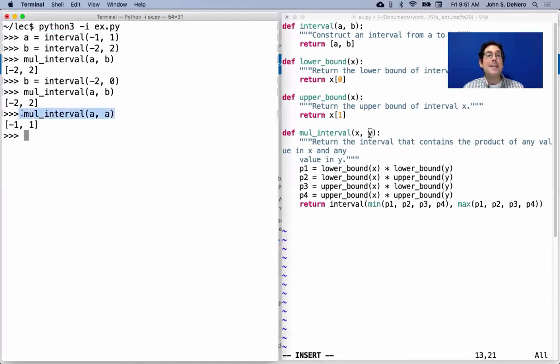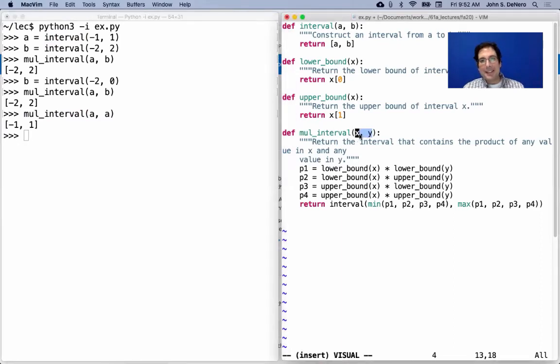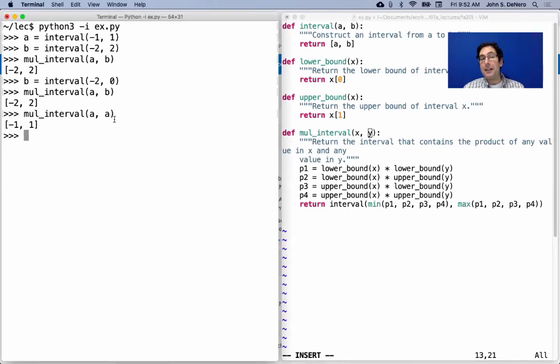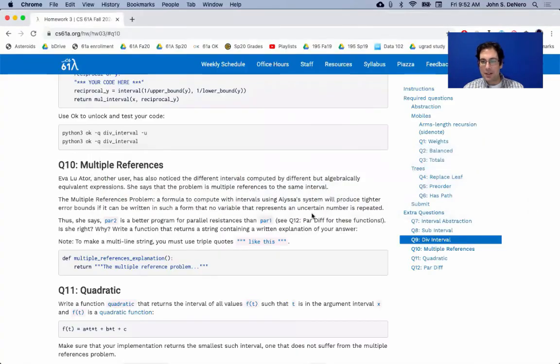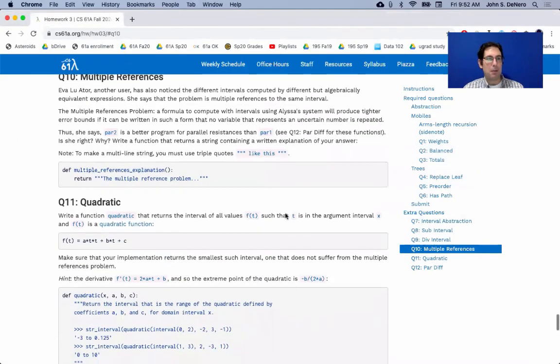So for that reason, when you write all this code and you think it's going to work, it actually doesn't work correctly, because you have an implicit assumption that x and y are different intervals, but in fact, if you pass the same one in, then you're kind of using intervals wrong. That's the story of question 10, the multiple reference problem.